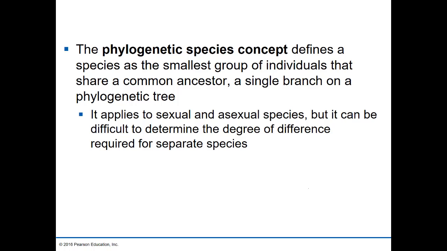The phylogenetic species concept defines a species as the smallest group of individuals that share a common ancestor. So they have a single branch on the phylogenetic tree. And we use this species concept a lot with the biological species concept. You would think it would be easy to define a species, but in reality it's not because there are so many exceptions to the rule. The phylogenetic species concept does apply to sexual and asexual species, but it can be difficult to determine the degree of difference required for separate species.